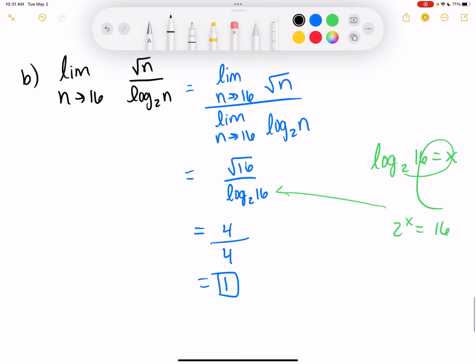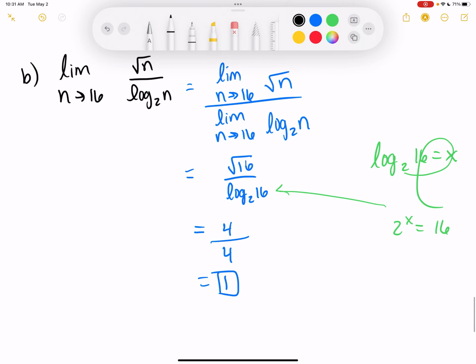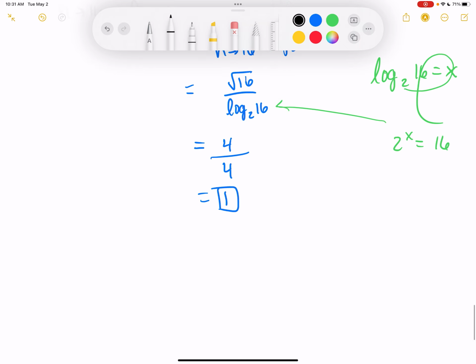All right. Any questions about those two? All right. Next one. Finding left and right hand limits.